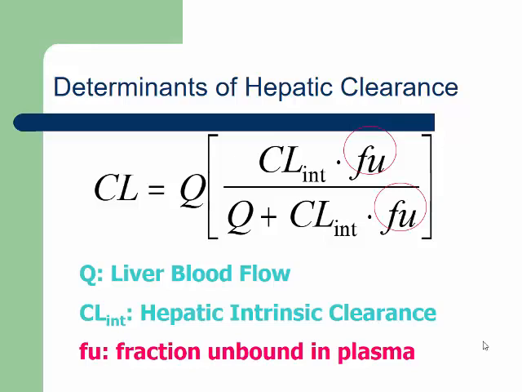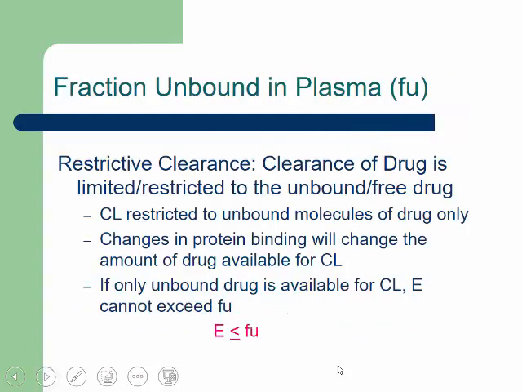Okay, guys, we're on to our last determinant of hepatic clearance, which is the fraction unbound in plasma, which you guys, I'm sure, are well aware of now. And what are the determinants of fraction unbound in plasma? Well, you know they are the number of plasma protein binding sites available, N total, and the KD, which is the concentration where half of those are full, and the concentration, if you remember from our volume and protein discussions.